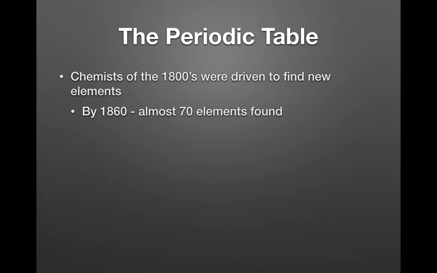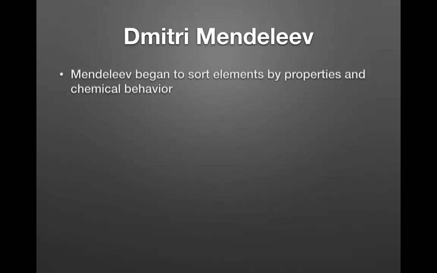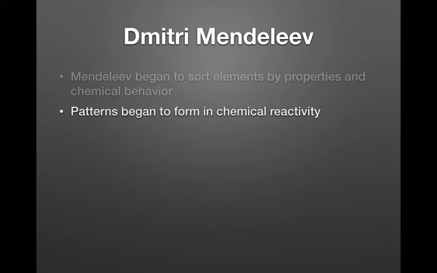And so now it became a bigger task to try to organize all of these elements and categorize them by chemical behavior and chemical properties. A lot of different chemists looked at arranging them in particular ways, but the one whom we credit with the most successful endeavor here is a Russian gentleman by the name of Dmitri Mendeleev. He began to sort the elements by chemical properties and behaviors. And when he did this, he started seeing patterns that began to form in chemical reactivity.